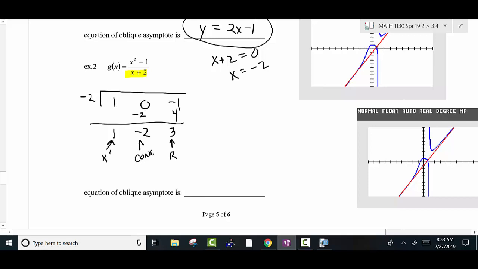Okay, so what you end up with is 1x to the first minus 2, and then you have a remainder of 3. So really the answer is right there. It's the linear part. The remainder doesn't have any bearing on what that slant asymptote is. So the slant asymptote, or oblique asymptote, would be y equals x minus 2. Okay, that's the idea.